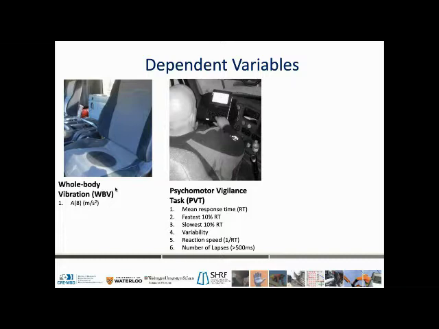To measure driver vigilance, we used the psychomotor vigilance task, which is a 10-minute sustained reaction time task where a stimulus would appear on the screen randomly, every 2 to 10 seconds. And the driver would have to respond to it as quickly as possible. So in that 10 minutes, we get a total of 80 responses. And from that, we can calculate the mean response times, fastest 10% and slowest 10% reaction times, variability of the reaction times, the reaction speed, and the number of lapses, which is characterized by any reaction times greater than 500 milliseconds.